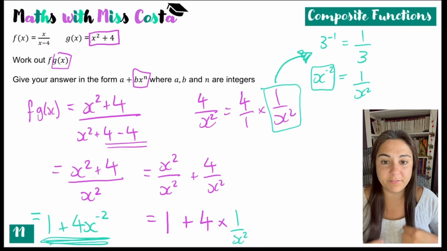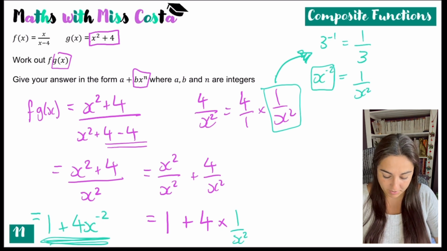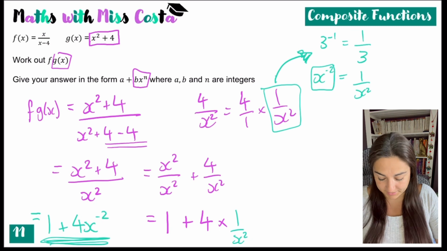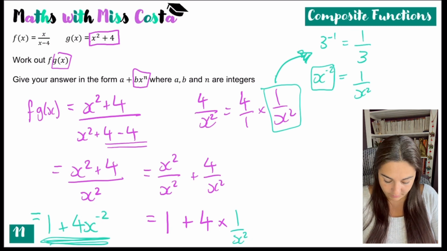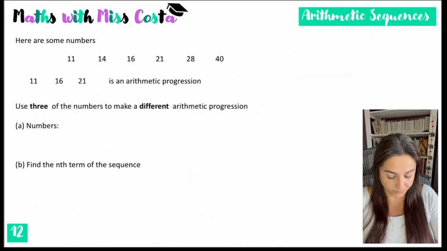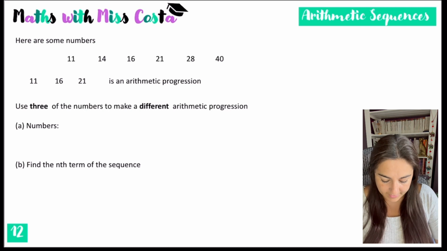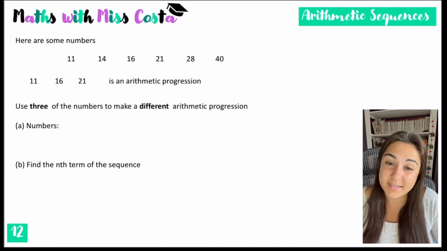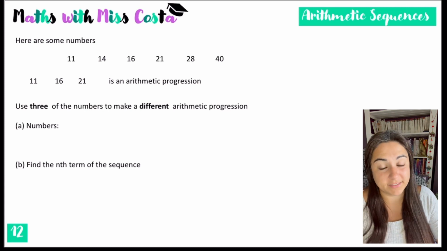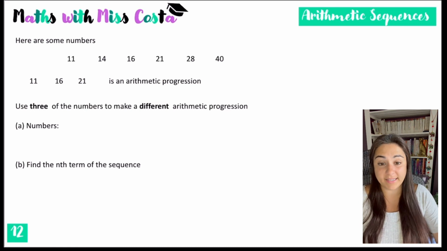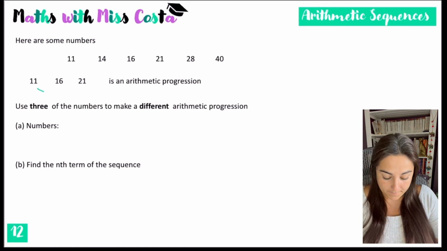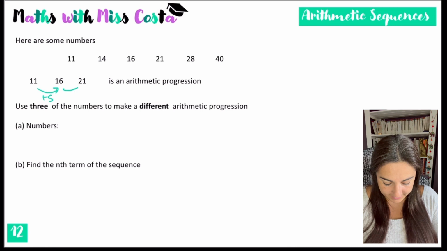So the composite function part is the first part, you're just substituting things into each other. And then the next bit is just a bit of tricky rearranging and writing the reciprocal. Okay, then we've got an arithmetic progression. Now, arithmetic progression just means that there's a constant value that the sequence is increasing or decreasing by. So 11, 16, 21, what's increasing each time? The difference is 5.